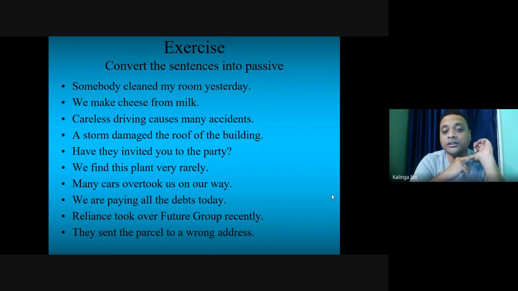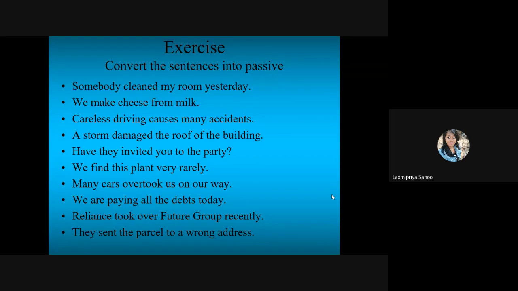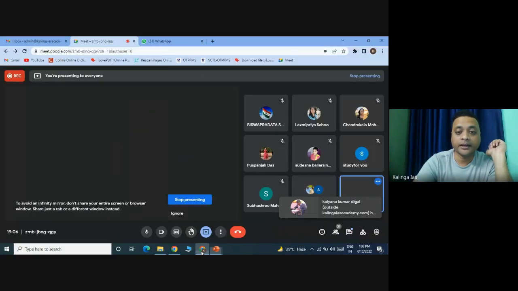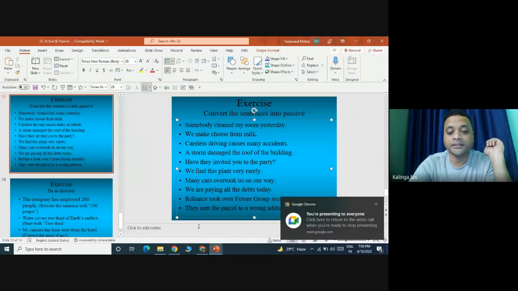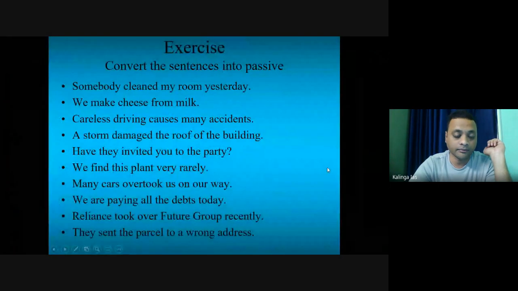Careless driving causes many accidents. Many accidents are caused by careless driving. Are caused must not be dropped, this is essential to write. Many accidents are caused by careless driving. Okay.